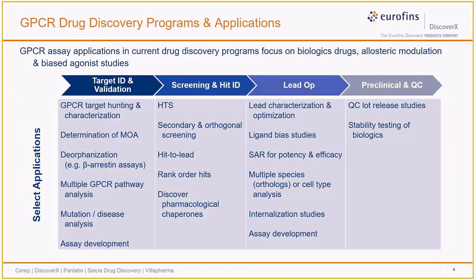So what are specific GPCR researchers working on when they're using GPCR assays? Current drug discovery programs, from target ID and even basic researchers all the way through QC lot release, are shown here, focused on small molecules as well as biologics, which is the growing type of molecule of interest these days. They're also looking at allosteric modulators, such as PAMs and NAMs, which are positive and negative allosteric modulators, as well as applications focused on agonist studies. This includes partial agonists, as well as some antagonists.